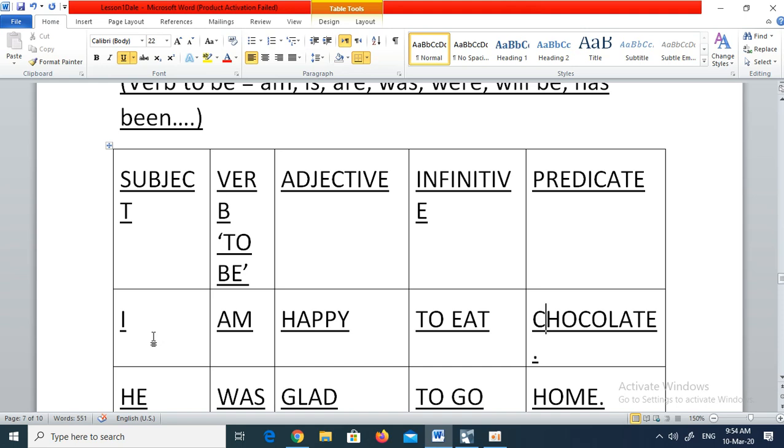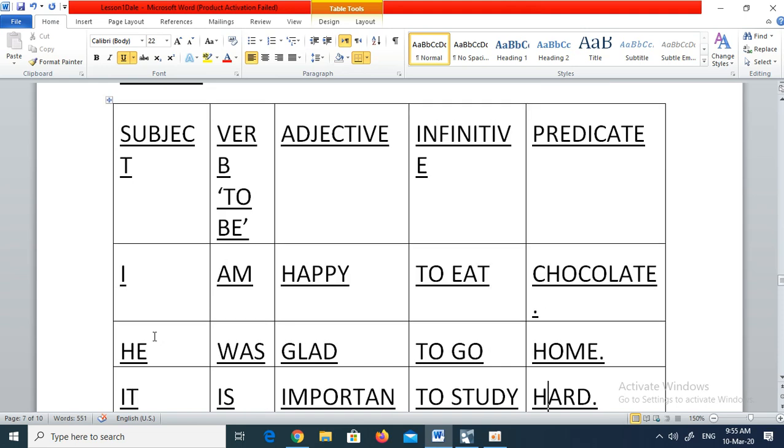Again, if we do not use an infinitive here, we are left with a question. If I say I am happy, you're going to ask me, well, what are you happy about? But if I say I am happy to eat chocolate, you then know what the happy is there for. I'm happy because I'm going to eat chocolate.